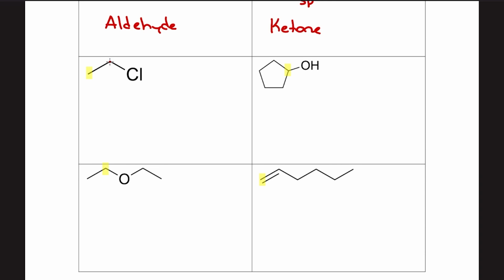The next two problems, I see a chlorine, and that's instantly telling me that this is a halide, which should be connected to an sp3 hybridized carbon, which it is. And so we know that this is an alkyl halide. And this carbon only contains single bonds, and so we have an sp3 hybridized carbon.